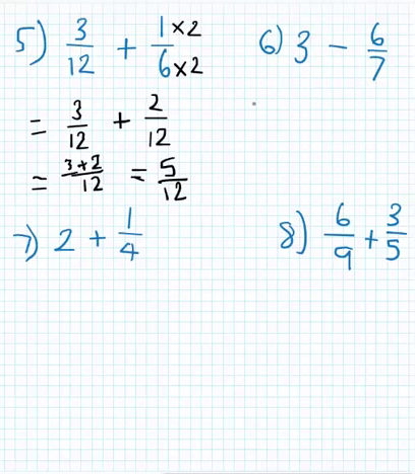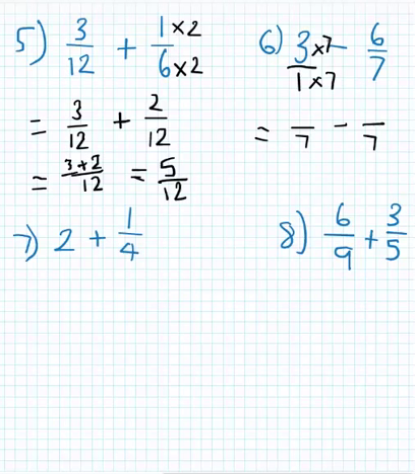Question 6. Now, if you remember that important point, whenever you have a whole number, so we have 3 take away 6 over 7. 3 doesn't look like a fraction, but it's actually sitting on top of an invisible 1. So our next step now is we have 3 over 1, take away 6 over 7. I have to make my 1 and 7 the same. And I can turn my 1 into a 7 by multiplying it by 7. And what I do to the bottom, I must do to the top. And then we will have 7 and 7 on the bottom.